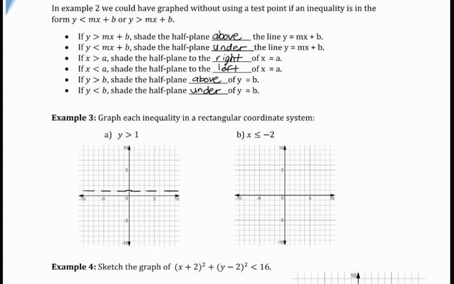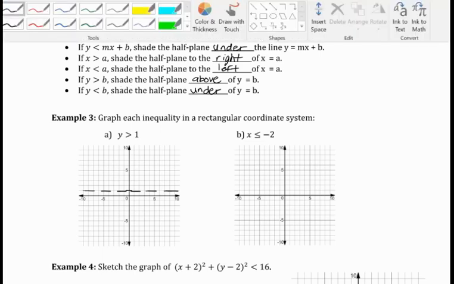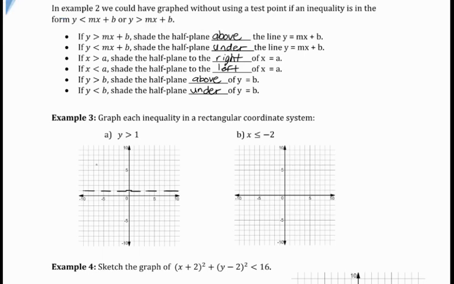All right. And then according to the rules we have on top of this, it says that if y is greater than mx plus b, can we use that one or should we use the y is greater than b? I think we should use the y is greater than b. So we're going to shade the half plane above y equals b. So we're going to go ahead and shade above that dashed line.